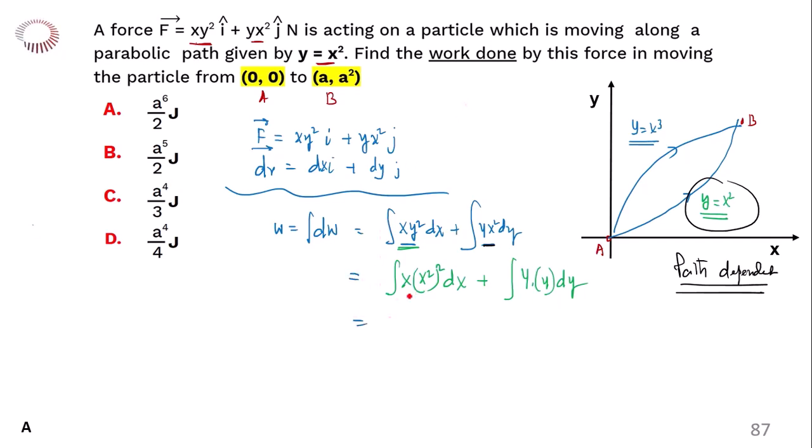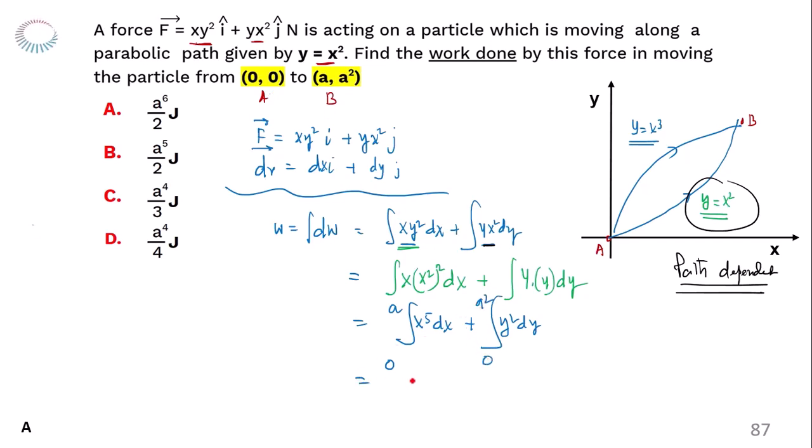So if I integrate it, it should be x to the power 5 dx plus y square dy. Now put the limit. So what is the variation? The particle is moving for x equals 0 to a. 0 to a is the limit for x and 0 to a square is the limit for y.